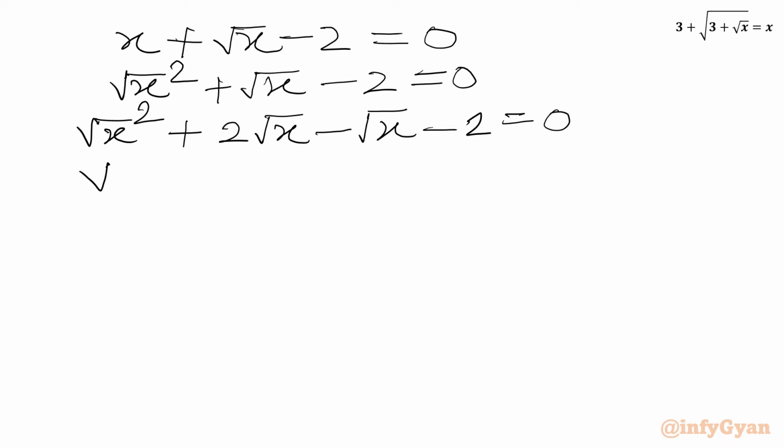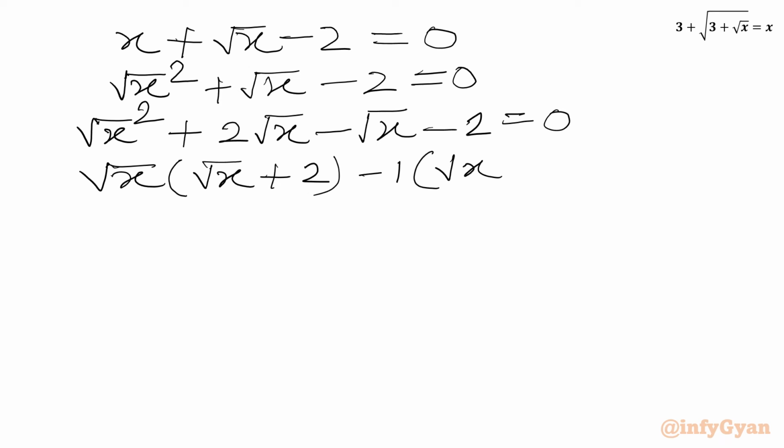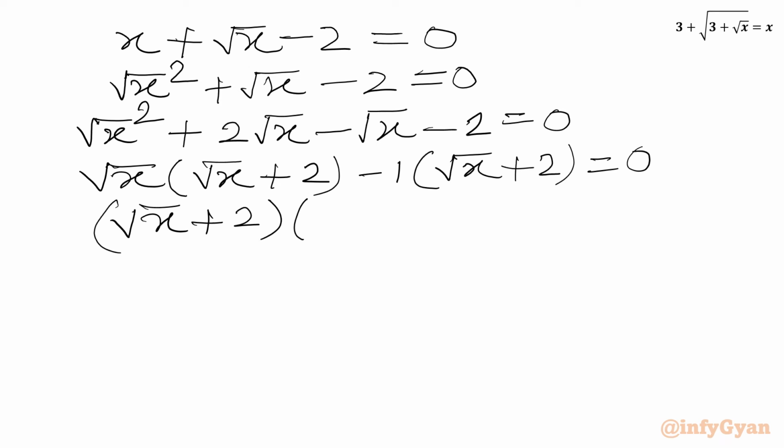Now from the first two terms we can take root x common. In the bracket we will get root x plus 2. From the last two I will take minus 1 common. We will get the same bracket, root x plus 2, equal to 0. Now we will take root x plus 2 common out. So in the other bracket we will write root x minus 1 and RHS is 0.